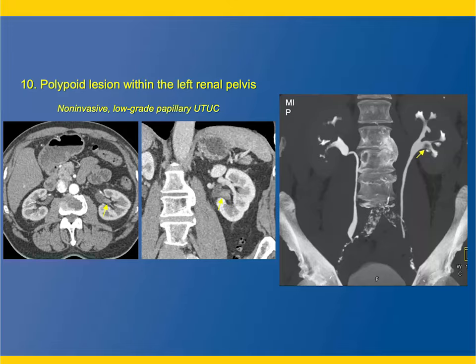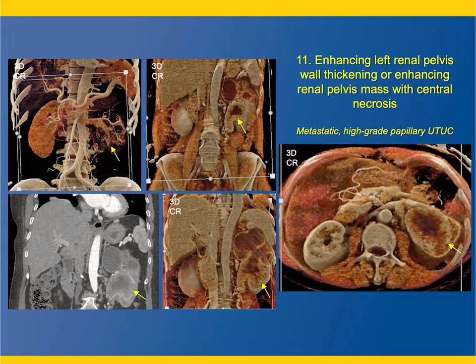Another example, mass infiltrating the left renal pelvis. Again, the MIP is very helpful. You see the filling defect in the lower pole calyx, very nicely shown right there. And then as we keep going, here's a mass in the left renal pelvis with really central necrosis.